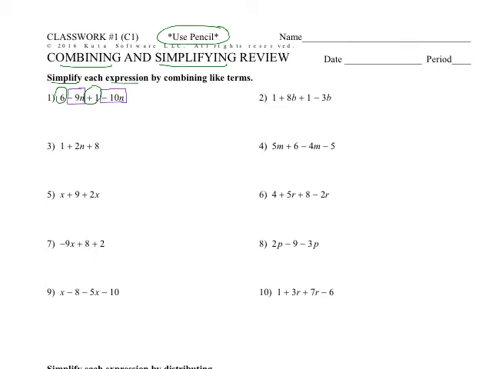So the things that I circled in green, the 6 plus the 1, that's a 7. And the negative 9n and the negative 10n, we're just going to go ahead and add those together because the signs are the same. So we end up with negative 19n. All right, so our final answer is right here.